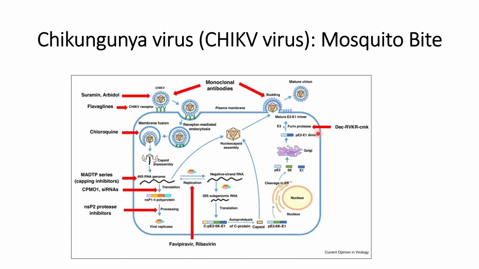The next thing that can inhibit chikungunya virus formation is to prevent the cleavage at the final stage by using DEC, RVKR, CMK. If there is no cleavage, then the inactive virus will get out, or the virus will not get packaged inside the nucleocapsid assembly. So these are some of the ways by which chikungunya virus can be inhibited from replication or from infecting the cells. I hope you have understood something about chikungunya virus and some ways by which this virus cycle can be inhibited.